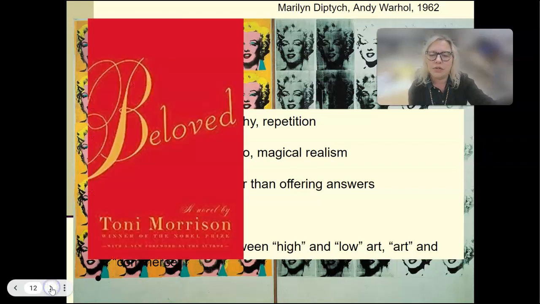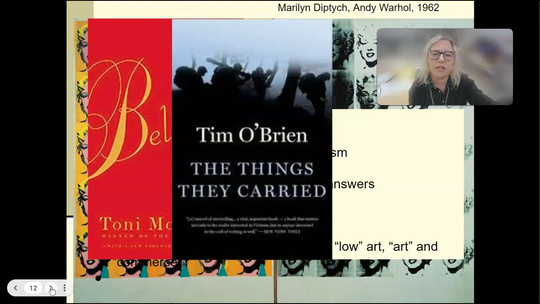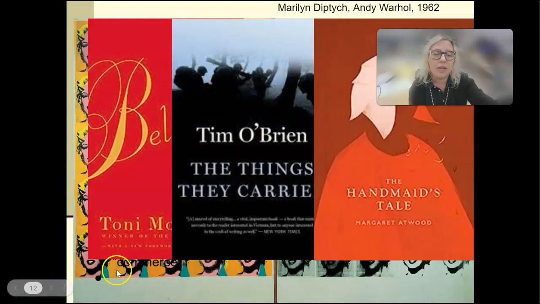So as far as examples, Beloved by Toni Morrison is a good example of a postmodernist text. Of course, the book we're reading now, Tim O'Brien's The Things They Carried, The Handmaid's Tale by Margaret Atwood. Think questioning, challenging, and you'll see how this all works out as we read the book.